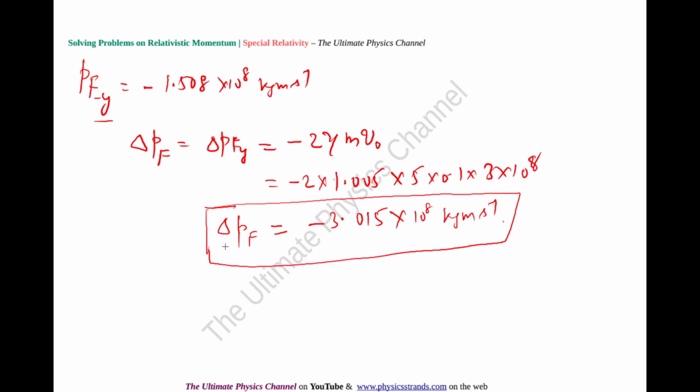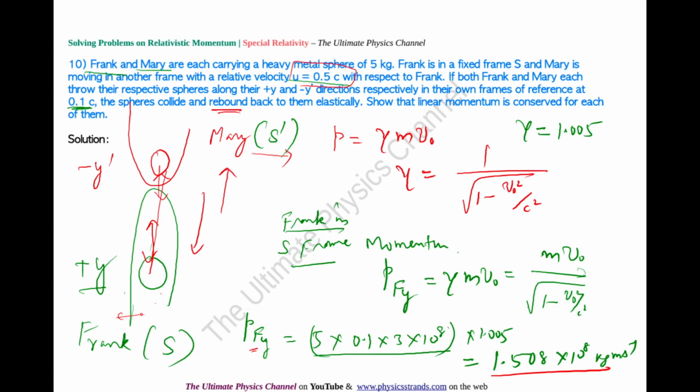Now we have to do the same thing for Mary's sphere as measured by Frank, because in the same frame of reference S, Frank is measuring Mary's sphere, which is coming towards him and rebounding back. So if Frank measures this sphere, what would be the momentum? That is a calculation that we have to do now. So the momentum of Mary's sphere as measured by Frank in his frame of reference.